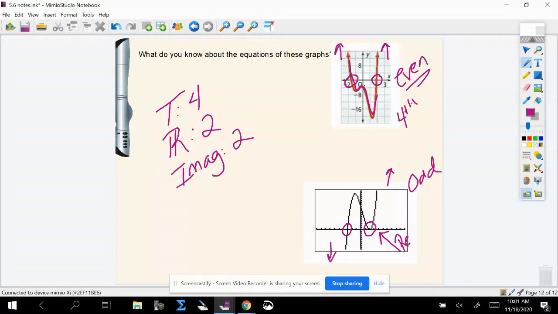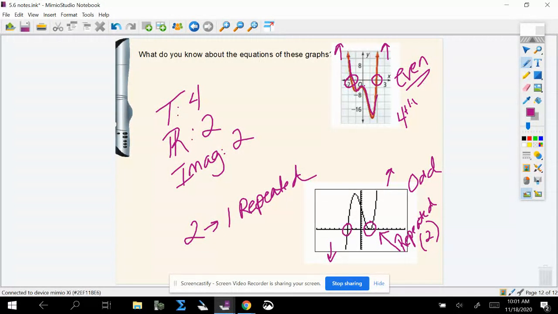This is a repeated 0 because it touches the x-axis and doesn't go all the way through the x-axis. So that one counts as 2 of them. So when we're counting our zeros, we have 2, but we do have 1 that is repeated. This is going to be a third degree. This is a cubic polynomial.